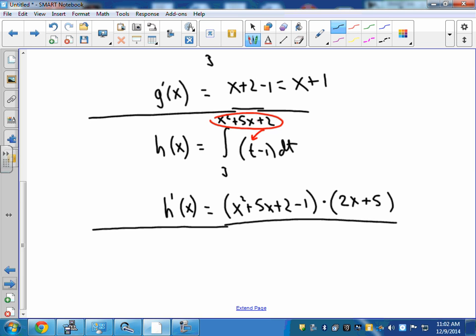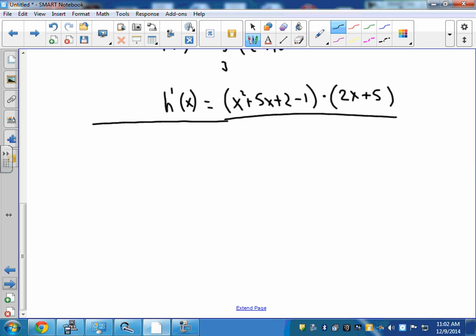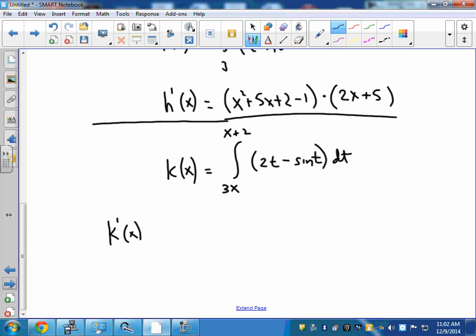The last possible scenario might be what happens if your integral function has variable limits top and bottom. So let's say 3x and x plus 2. And just to change things up, let's change the integrand to 2t minus the sine of t, dt. And your task is to find the derivative of this. Well, again, it's sort of like what we've done before. You're going to take this in place of the t. You are going to have to use the chain rule.